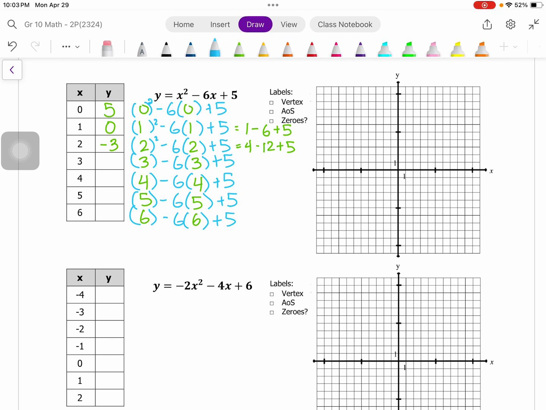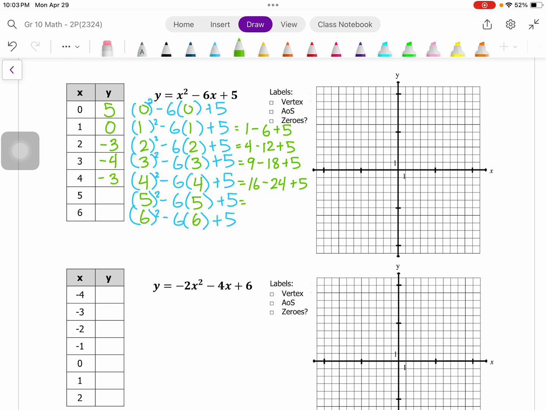Whoops, looks like I've missed putting my squares in here. Okay, so then we have 3 squared, which is 9, minus 6 times 3, which is 18. 9 minus 18 is negative 9, plus 5 is negative 4. 4 squared is 16, minus 6 times 4 is 24, plus 5. So 16 minus 24 is negative 8. Negative 8 plus 5 is negative 3.